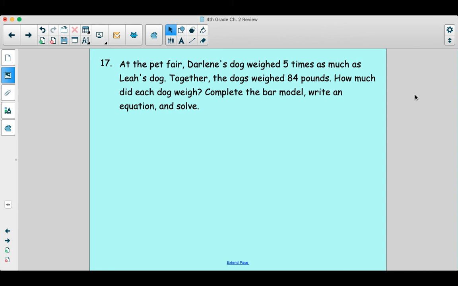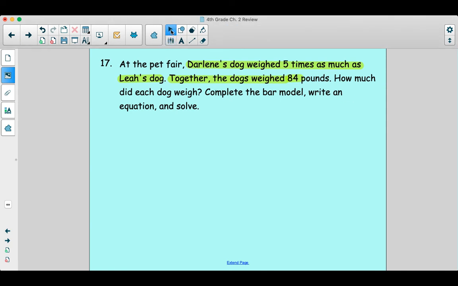It says, at the pet fair, Darlene's dog weighed 5 times as much as Leah's dog. Okay. So I'm going to get my highlighter out. Darlene's dog weighed 5 times as much as Leah's dog. Okay. Together, the dogs weighed 84 pounds. Okay, so together they weighed 84 pounds. How much did each dog weigh? Complete the bar model, write an equation, and solve.